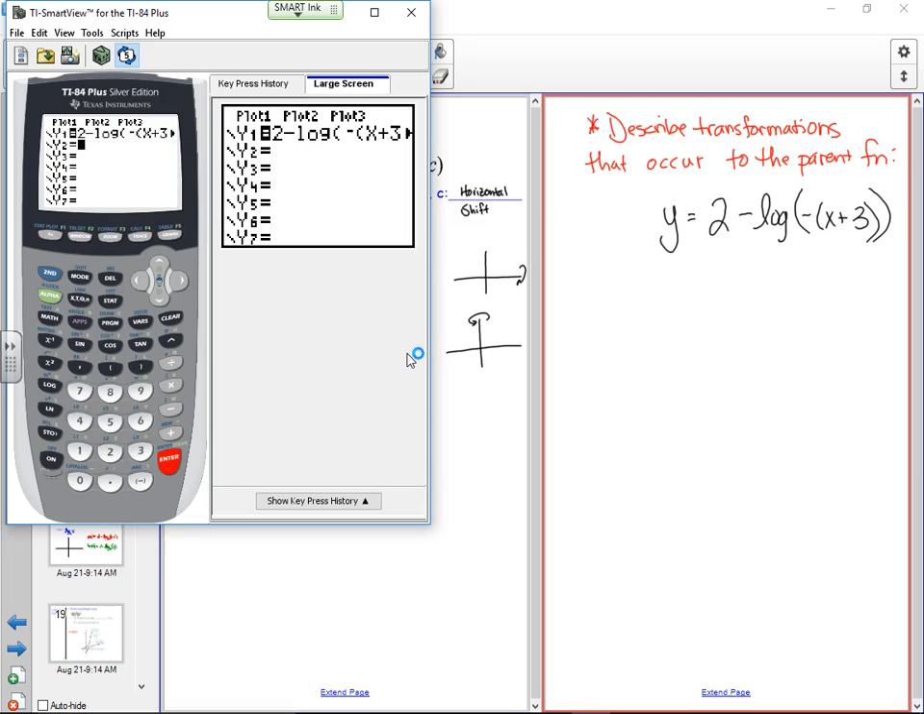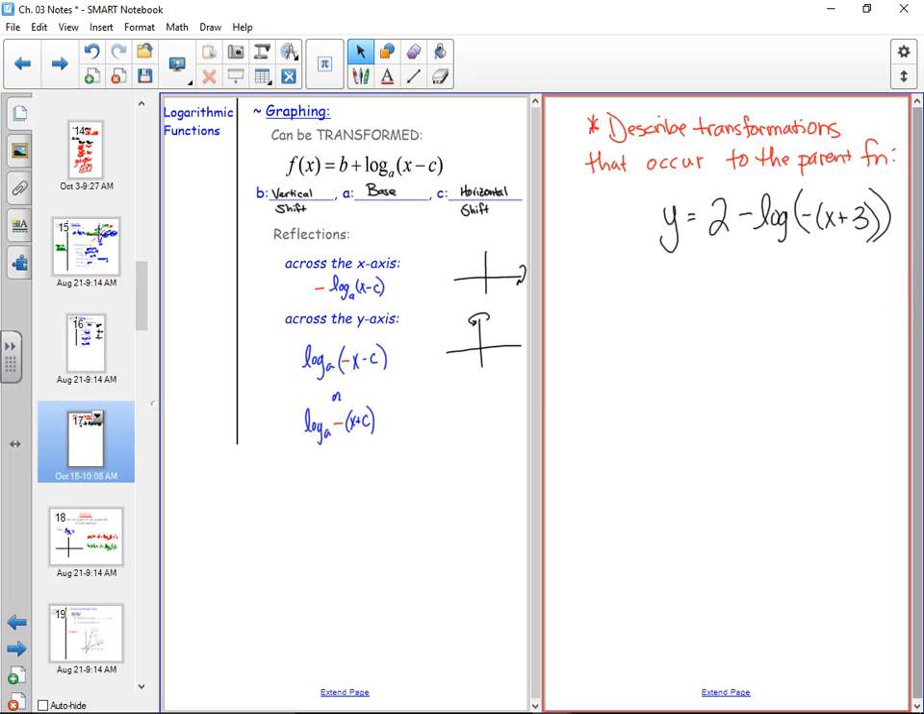Some of you would look at this and say, it's moving to the left. Some of you would say, no, it's moving to the right. Some of you would say, it's moving up. And some of you would say, pull out the negative, it's moving down. Well, you can't be doing all those things. So what did you see when you went to graph, which kind of has us dealing with the order of transformations?